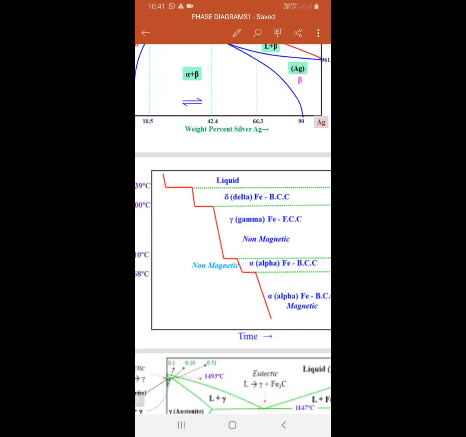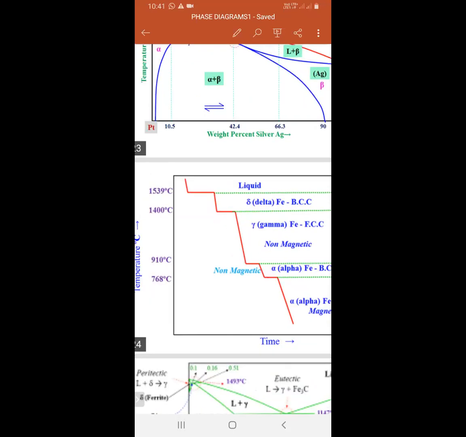Next one is from 910 to 768 degrees centigrade when you cool.